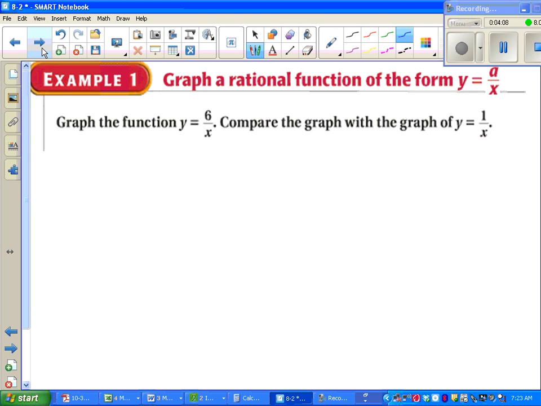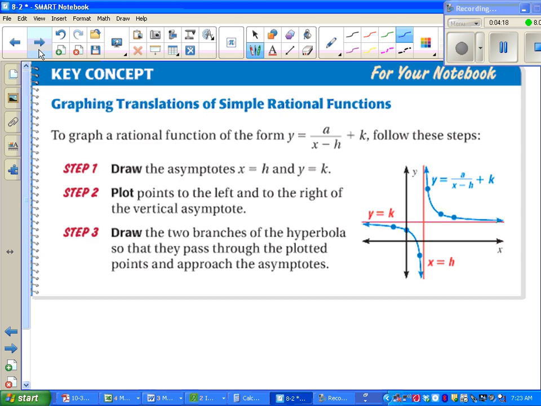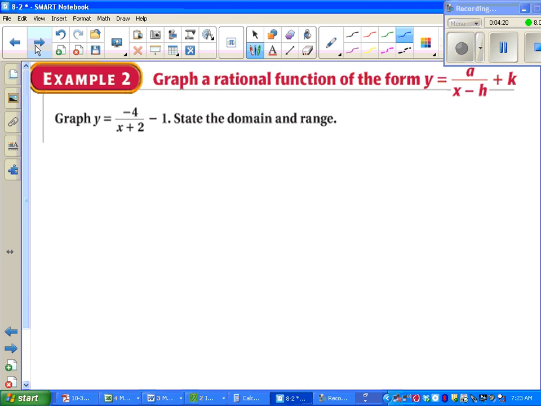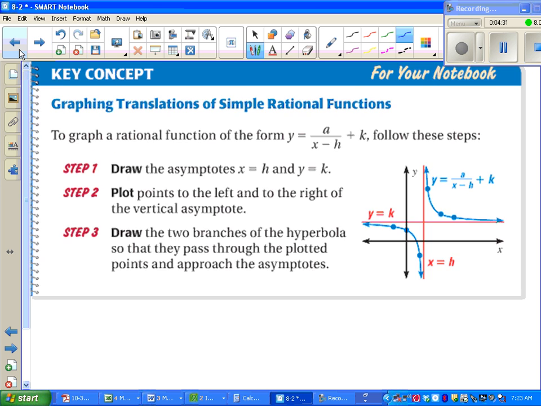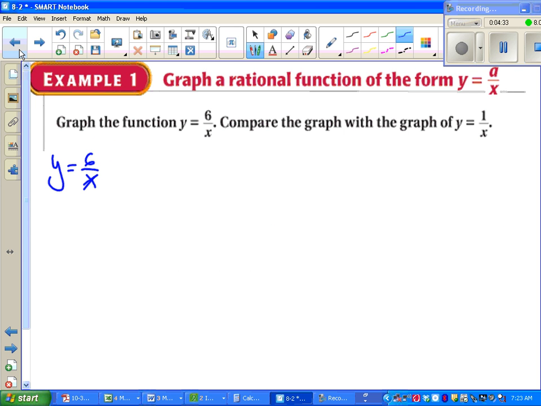So we're going to graph the function y equals 6 over x. That is a parent function because there's no shift. We'll see shift shortly. In fact, a little preview of that. Coming up later, we're going to see shift like that. So here the parent function would be -4 over x. That's getting ahead of myself. Here our parent function is 6 over x.